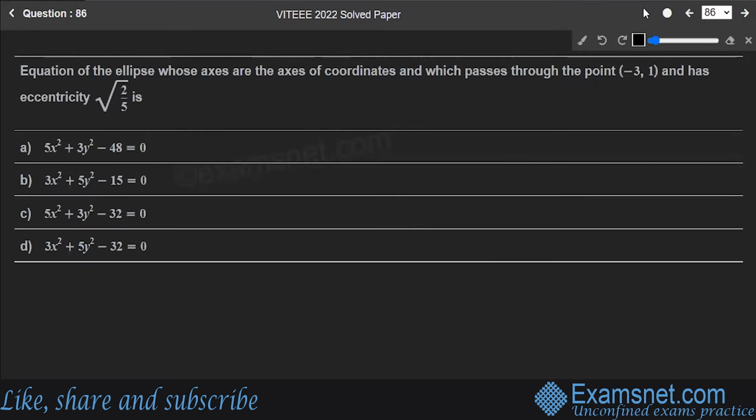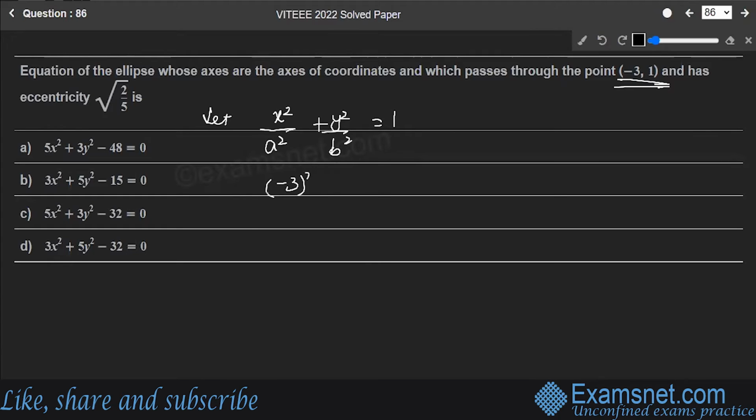Question number 86: equation of the ellipse whose axes are the axes of coordinates and which passes through the point (-3, 1) and has the eccentricity root 2 by 5 is given by which of these equations? All right. First of all, I'll assume the equation of the ellipse to be x square upon a square plus y square upon b square equals 1. Now this passes through the point (-3, 1).